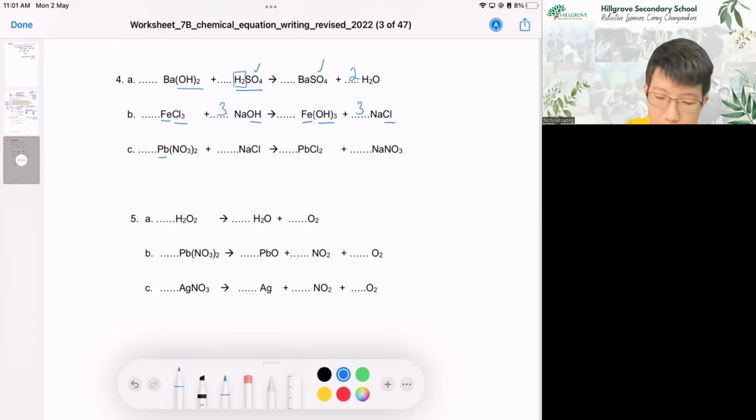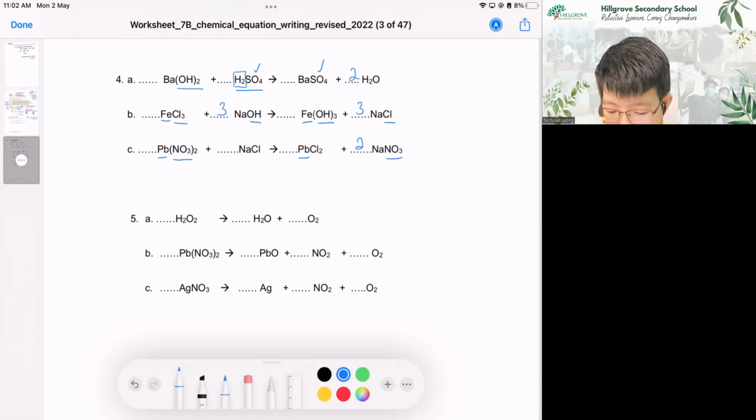There's 1 lead ion on the left side of the equation, and there's 1 lead ion on the right side of the equation as well. So this one is balanced. There are 2 nitrate ions found on the left side of the equation, but I only have 1 nitrate ion on the right side of the equation. So how do I balance it out? Okay, so I'll need to have 2 sets of sodium nitrate in order to balance the equation.